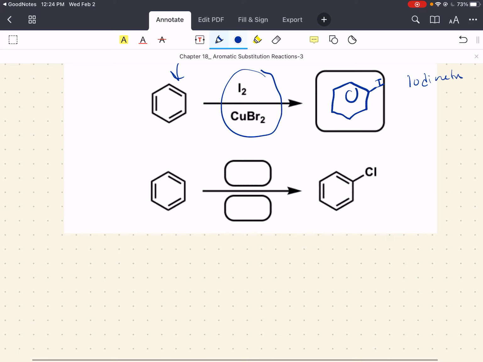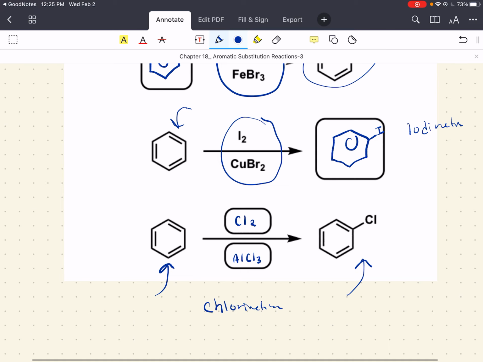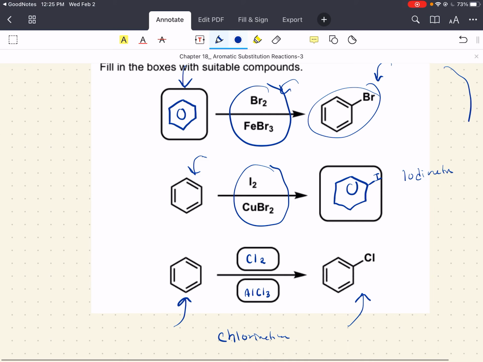Now for this last reaction, we have a benzene ring. We want to add a chlorine group, right? So this is chlorination of benzene. What kind of reagent can we use here? We could do Cl2 along with aluminum trichloride to chlorinate our benzene ring. So these are a good set of reactions that help us reaffirm our halogenation reactions of benzene.